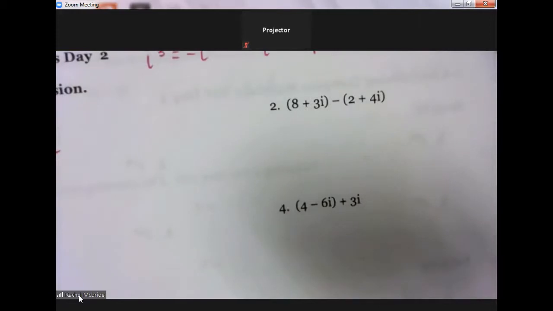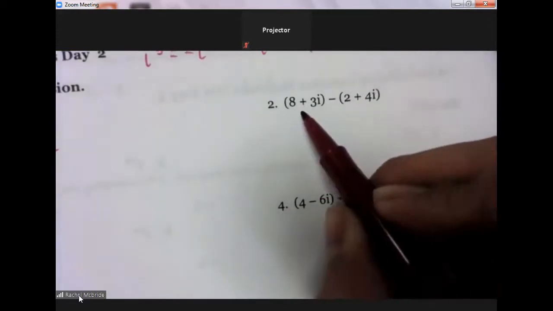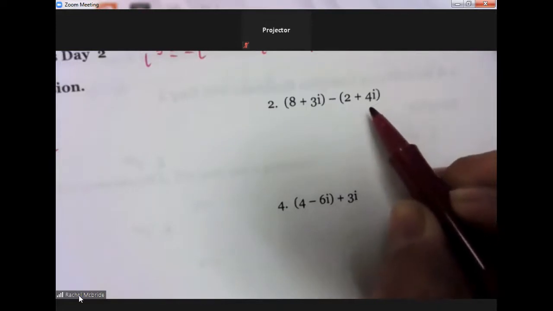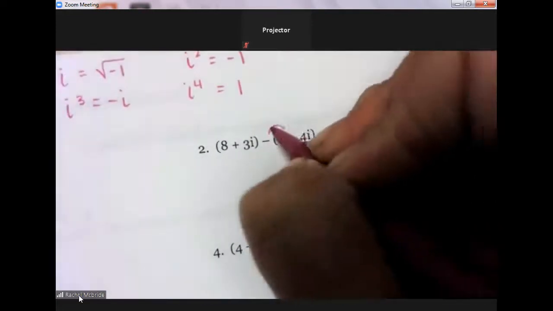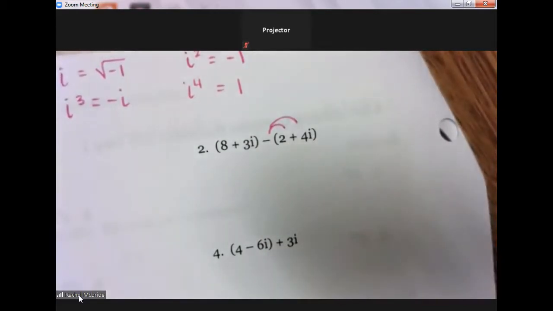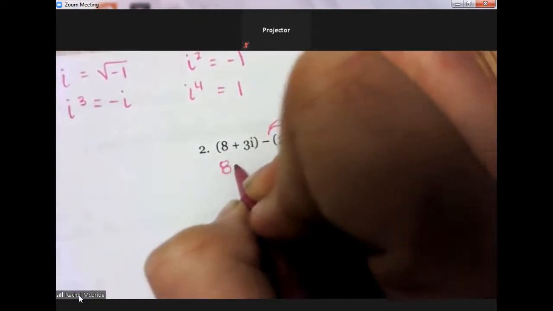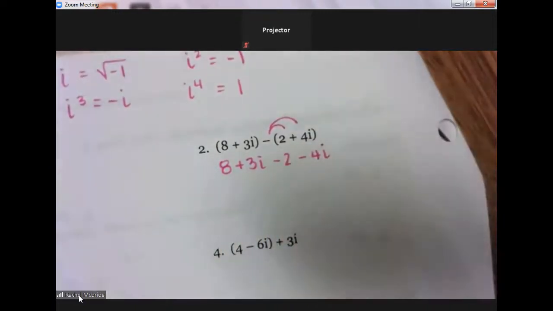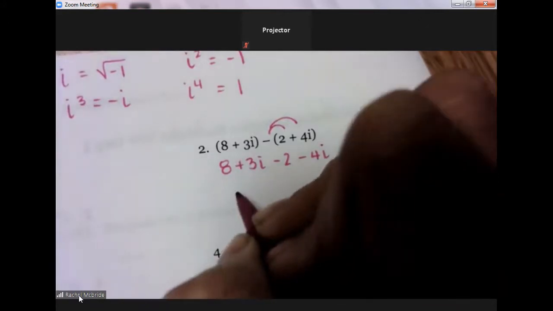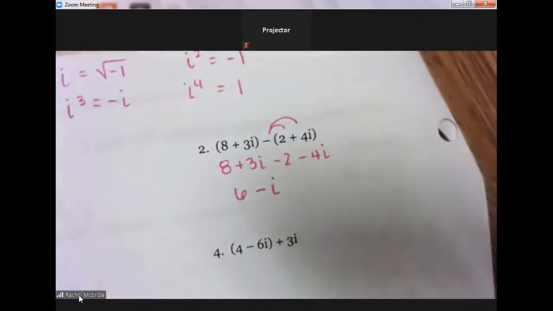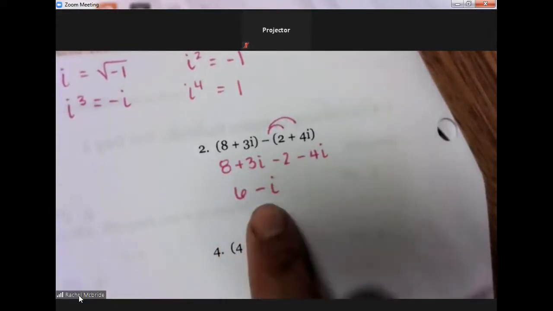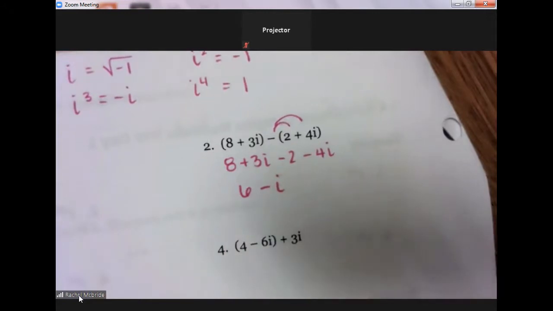Number 2, 8 plus 3i minus 2 plus 4i. So again, distribute your negative. Combine like terms. Eight minus 2 is 6. 3 minus 4 is -1i.